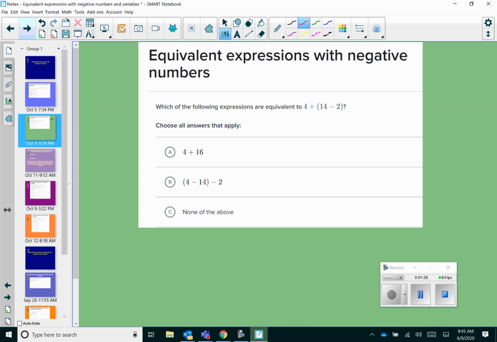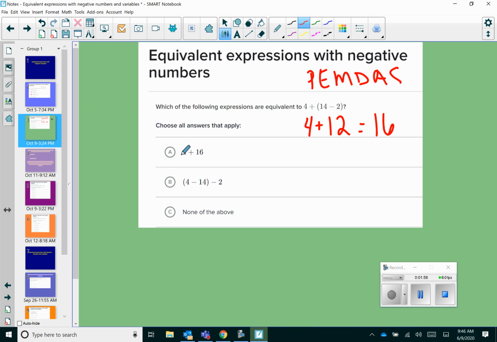Let's try another one. Which of the following expressions are equivalent to 4 plus, and then in parentheses, 14 minus 2? Now, this one doesn't have fractions involved with it, so it would be easy enough to solve it and then just check to see which one gives you the same answer. Remember, your order of operations is PEMDAS, which means that you're doing your parentheses first, which means we'd be left with 14 minus 2 is 12, and 4 plus 12 gives us 16.